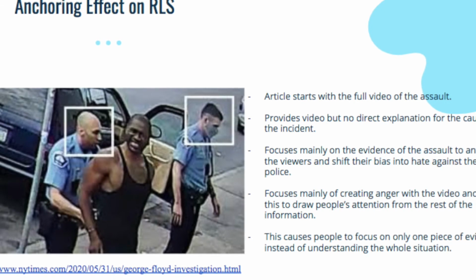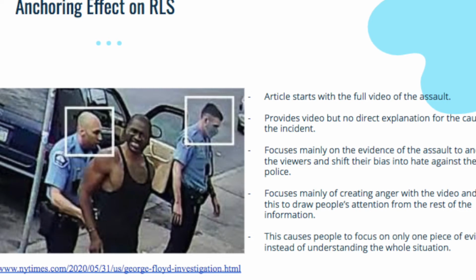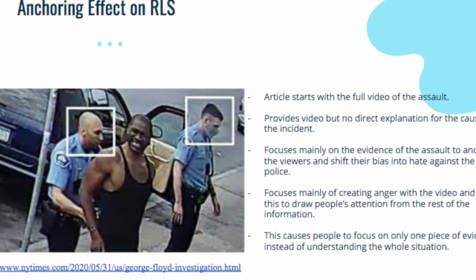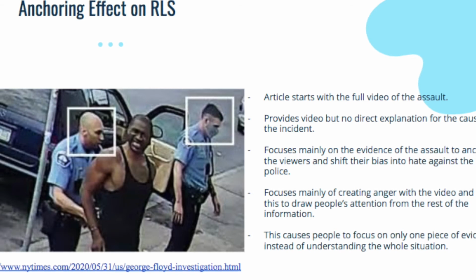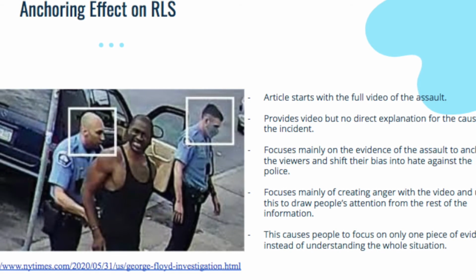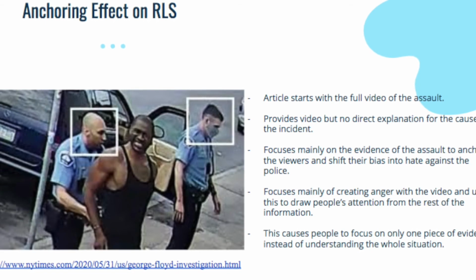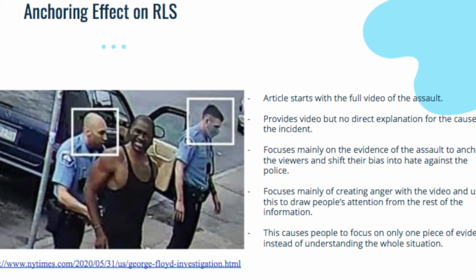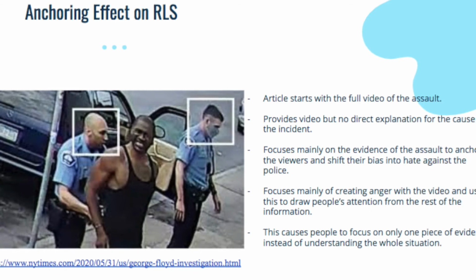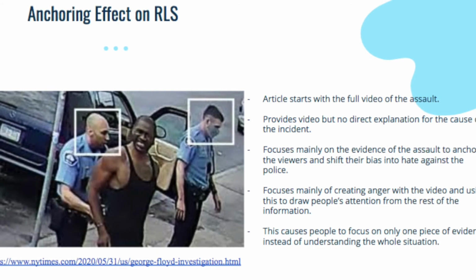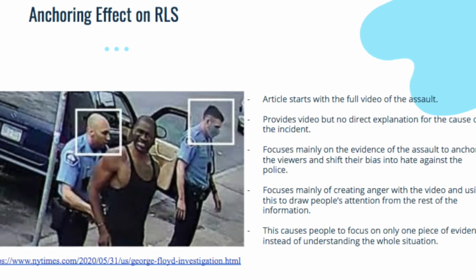The article starts with the full video of the assault, which brings the attention of the people because this is a very graphic video and you see what is happening in the scene. You see him scream and you see the other officers just watching. So it's very devastating and just grabs your attention, even towards one side. This provides a video but no direct explanation for the cause of the incident. So here we see how they're shifting towards the video and the importance of the video.